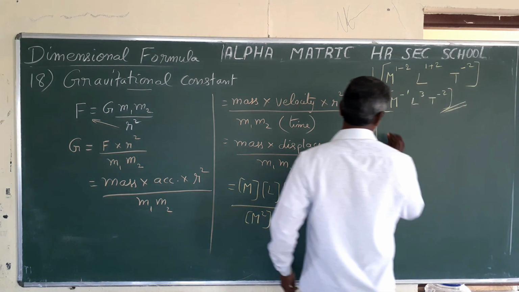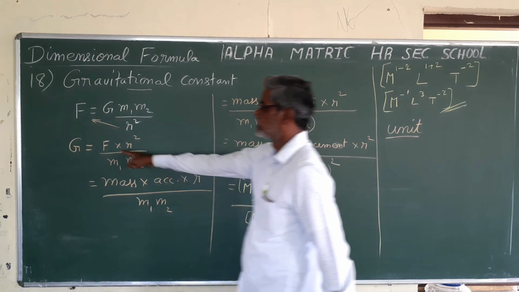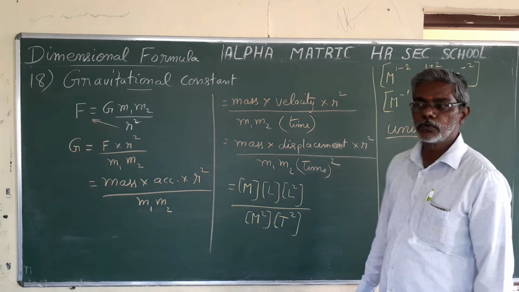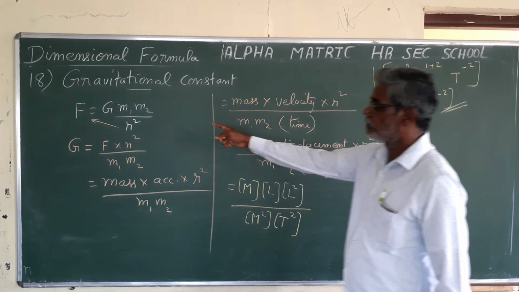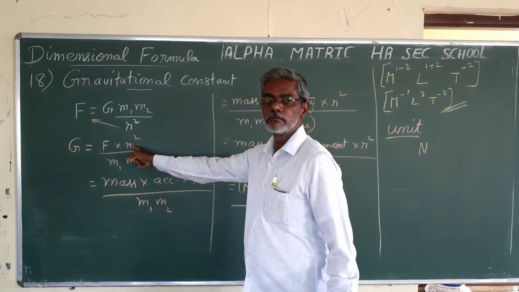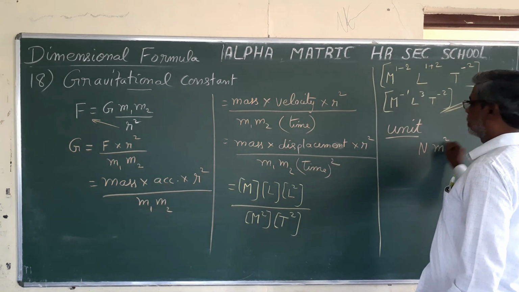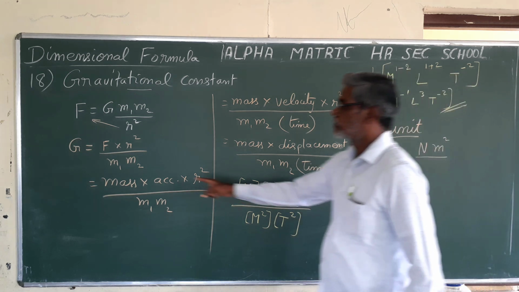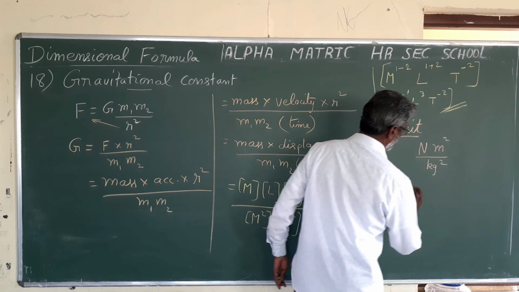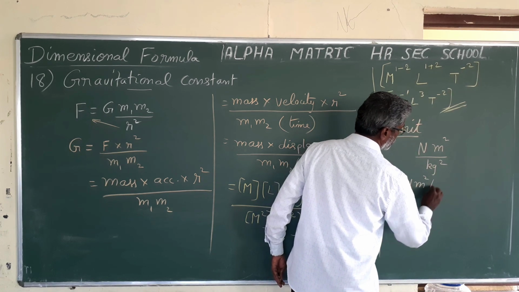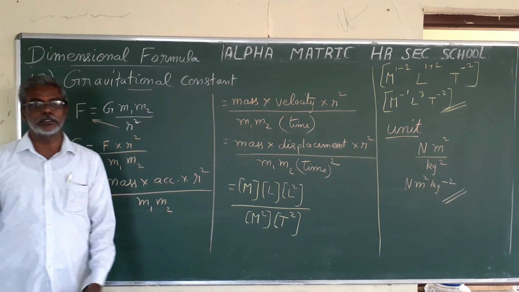Now we will write the unit. Force, what is the unit for force? Newton. Radius is in meters, so meter square, divided by M1 M2, so kilogram square. So I can write Newton meter square kilogram^-2. Newton meter square kilogram^-2 is the unit.